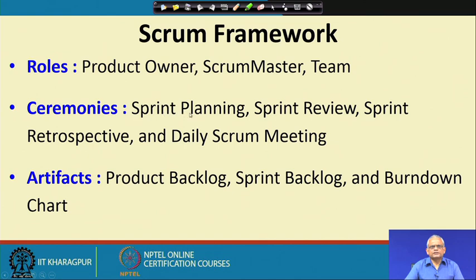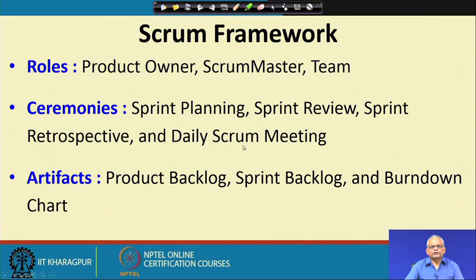One is the sprint planning ceremony. In the sprint planning ceremony, the user stories to be taken up for the next sprint from the product backlog are decided. The sprint review ceremony is done after a sprint is complete, to review whether the incremental software that has been developed is all right. Then the sprint retrospective and the daily scrum meeting.